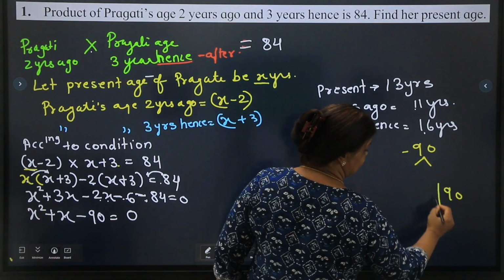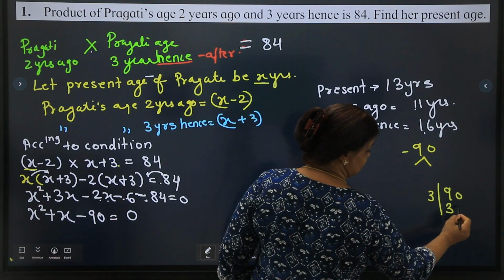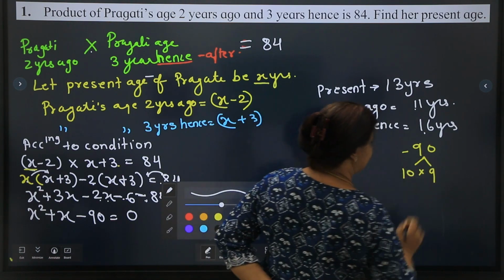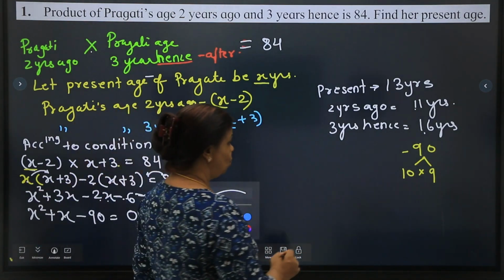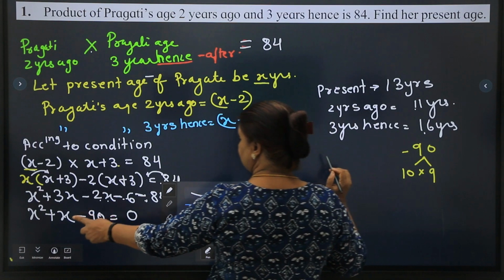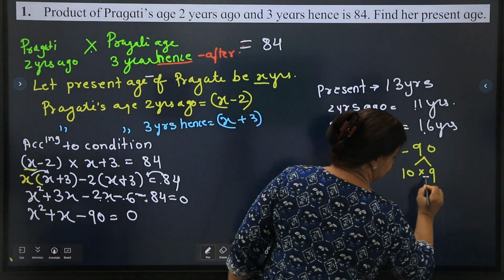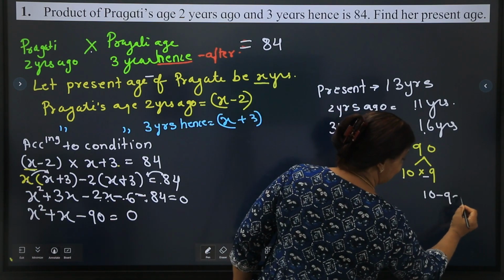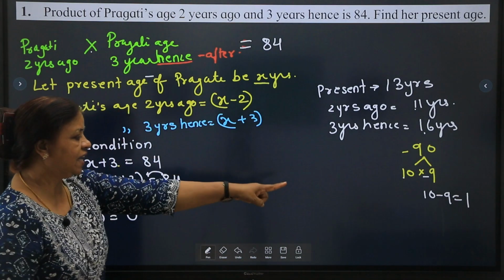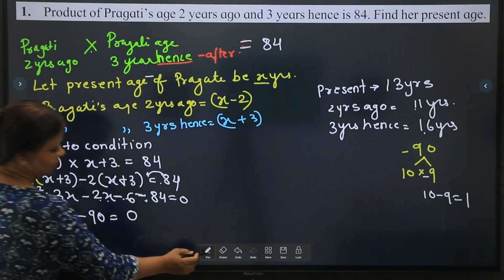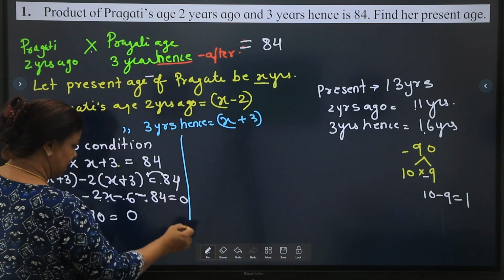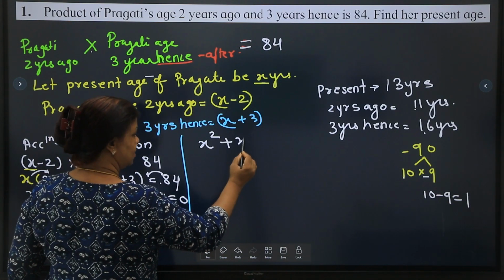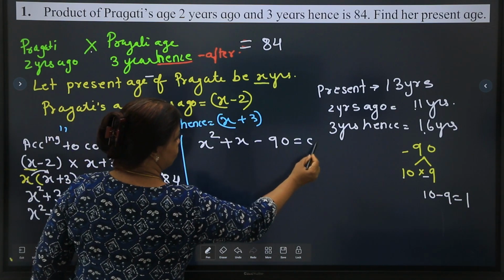So for 90, we can do 10 into 9. 10 into 9 will give us 90, but we want minus, so one of the terms should be minus, and my first number is plus. So let me take this minus, because 10 into minus 9 will be minus 90 and 10 minus 9 will be 1. Yes, so I can take 10 and 9 here. Let us draw the line here. x square plus x minus 90 is equal to 0.